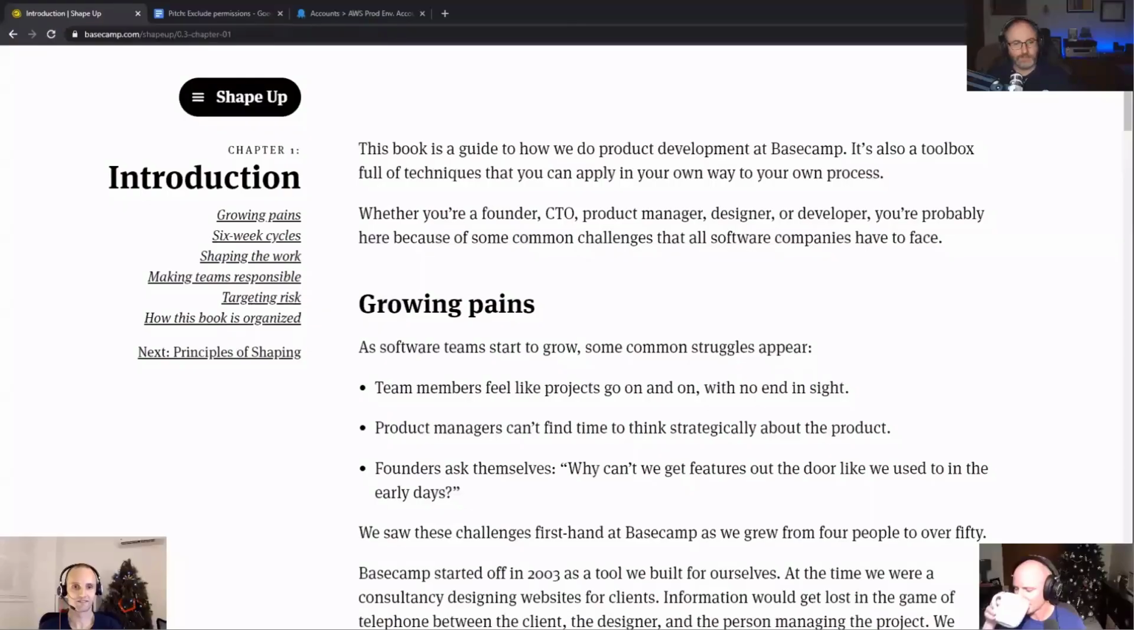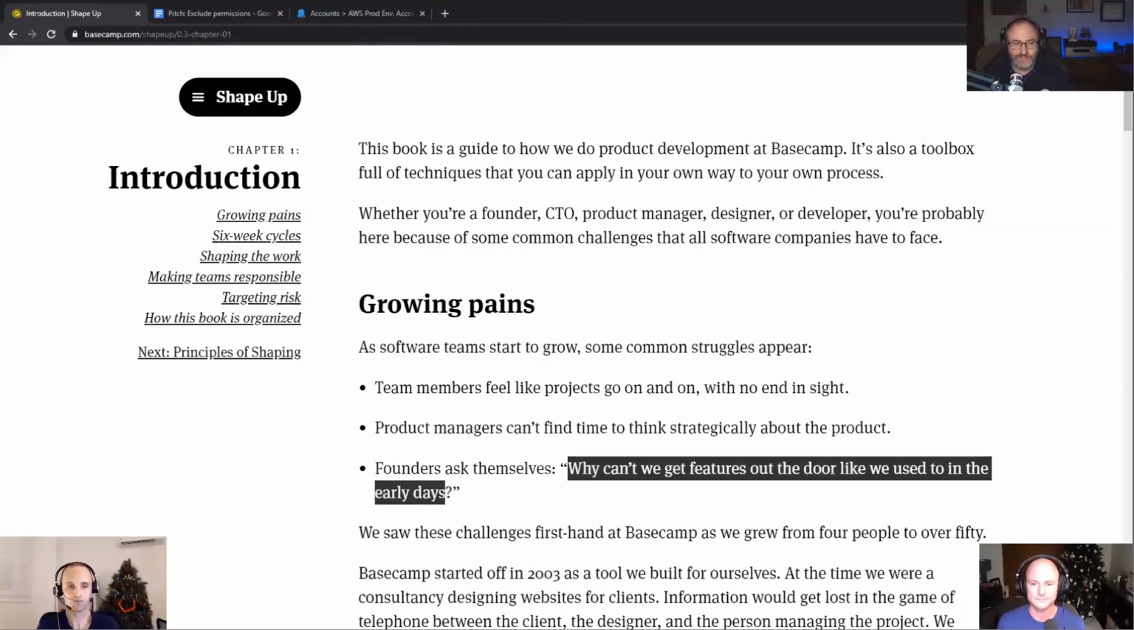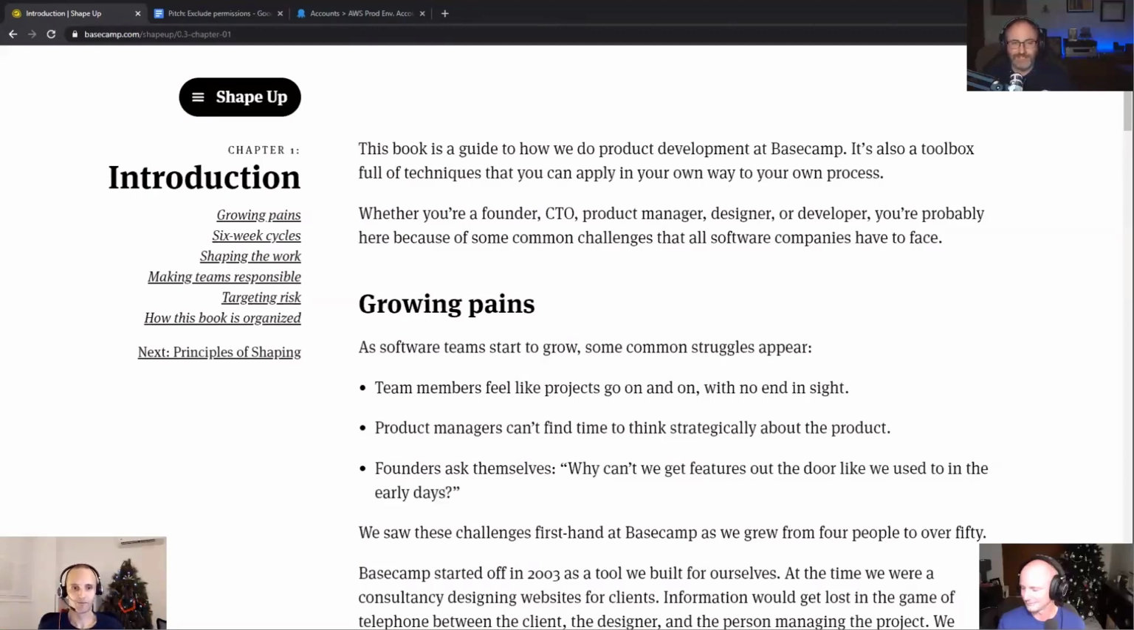Absolutely. So Derek, I have the first page that Mike was talking about of Basecamp's book up on my screen, if you don't mind switching over. This was right up there, the first three bullet points. Team members feel like projects go on, and that's something that we saw. Product managers can't think strategically, which we're talking about a little bit more. And yes, I think everyone has heard Paul ask us this very same question: why can't we get features out the door like we used to in the early days?